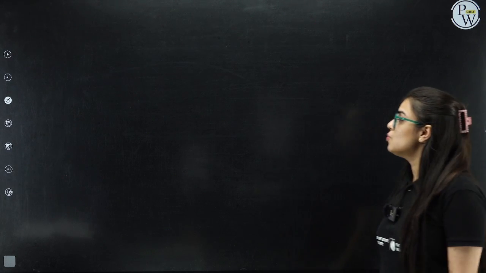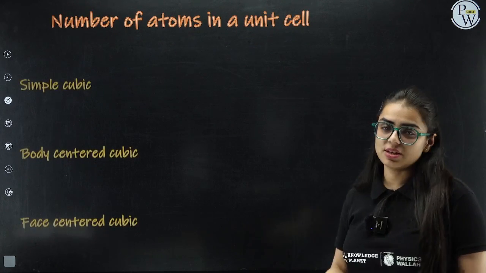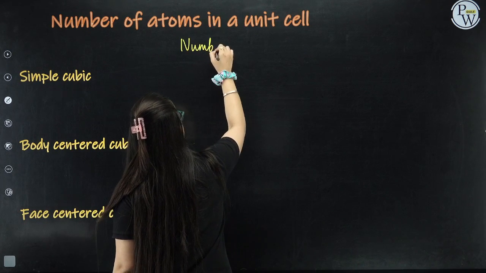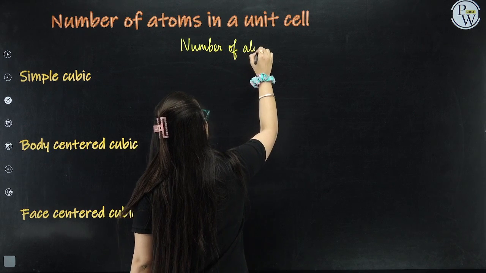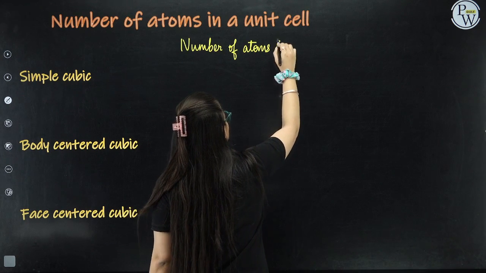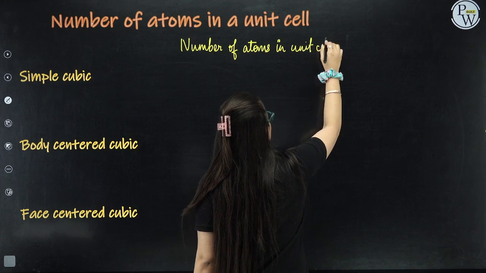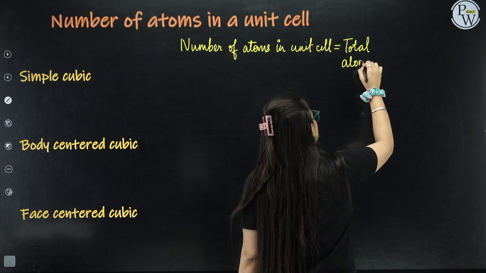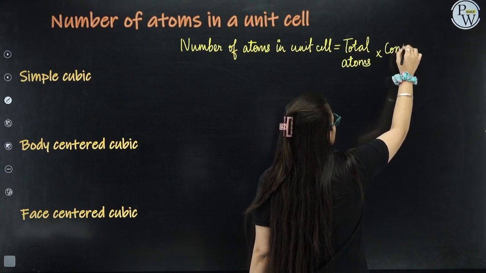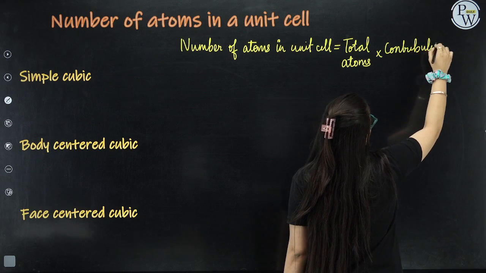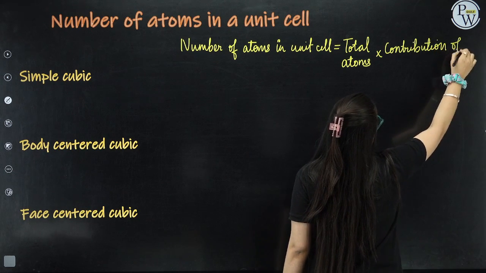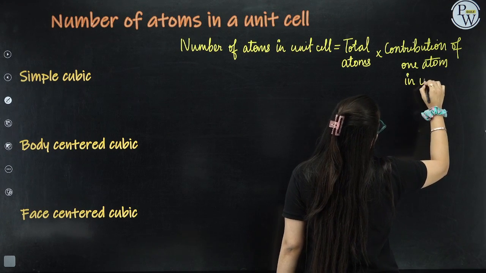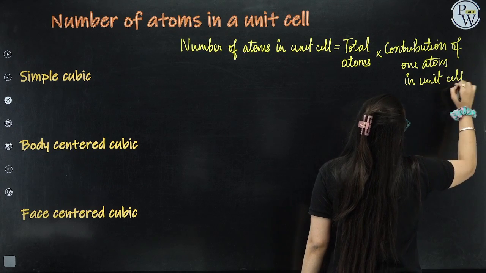Now students, comes the most important part, that is the number of atoms in a unit cell. Now, what is the formula to calculate the number of atoms in a unit cell? Number of atoms in a unit cell is equal to total atoms into contribution of one atom in a unit cell.